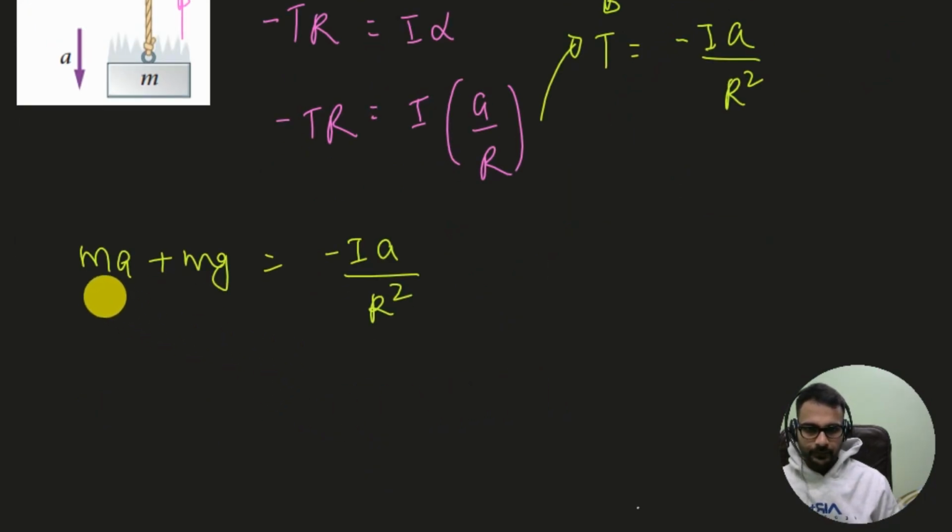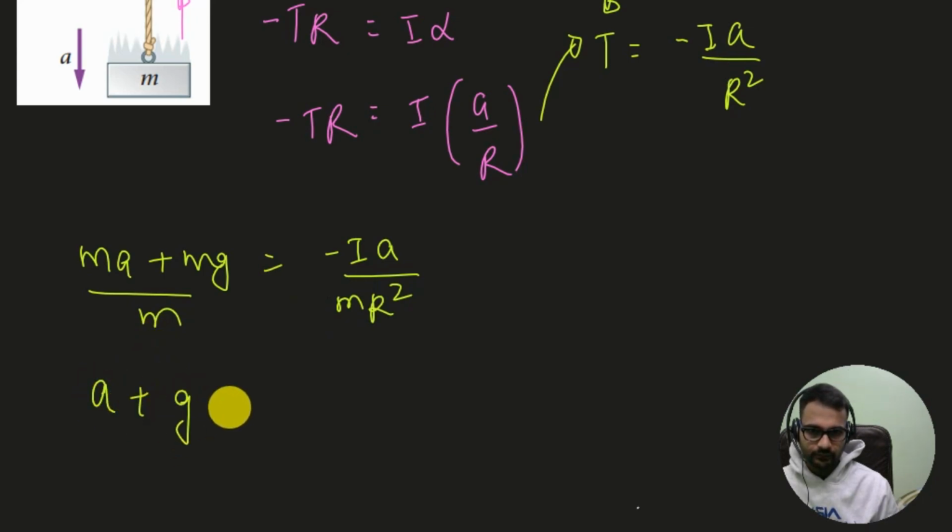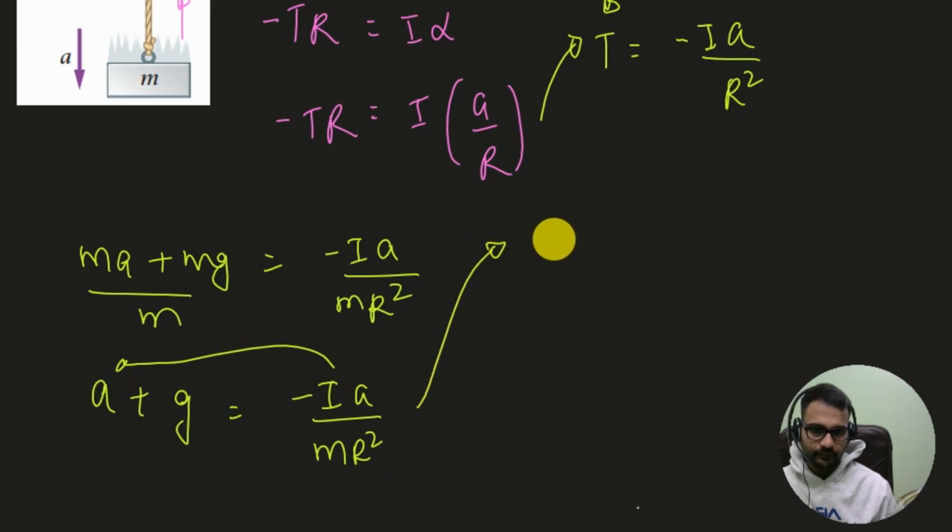Now further divide with m on both sides, so here also divide with m, here also. So this would become A plus G is equals to minus I A over m r square. Now take this term to the left side and this G to the right side. I'm writing it here. So A plus I A over m r square is equals to minus G.